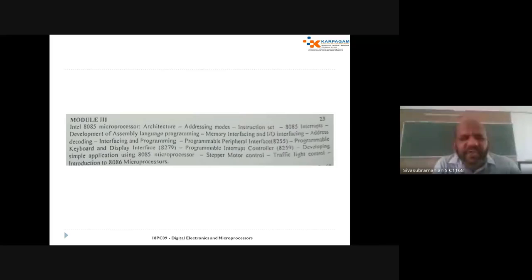So we will speak about which pin corresponds to which signal. So that comes under the pin diagram. Then we'll speak about the addressing modes, right? In the addressing modes, there are 5 types of addressing modes which we have in 8085. Okay, that will be followed by the instruction sets.